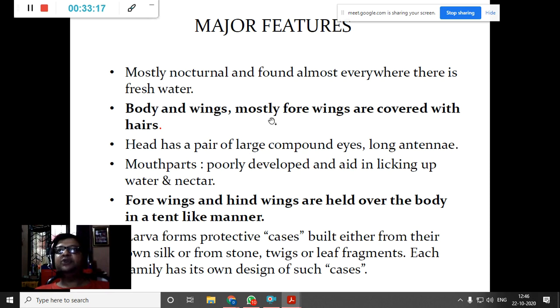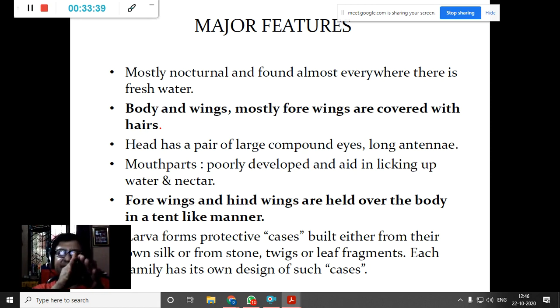Body and wings. So this is, the student has put this in bold. And so body and wings, mostly forewings, are covered with hair. This is the major characteristic. And the forewings and hindwings are held over the body in a tent-like manner. You find these flies going sometimes in the night when the light is on.